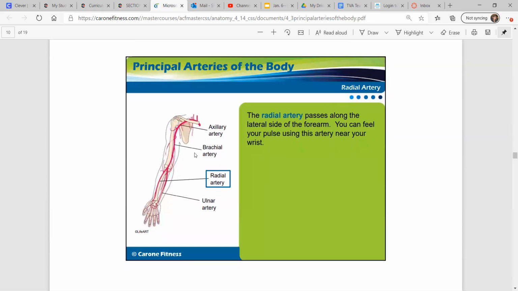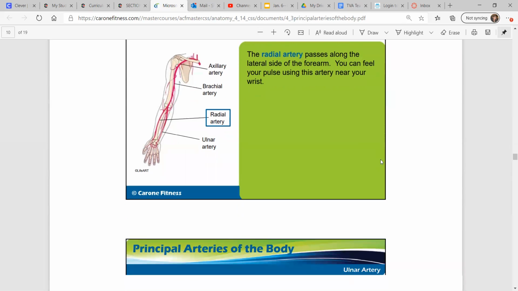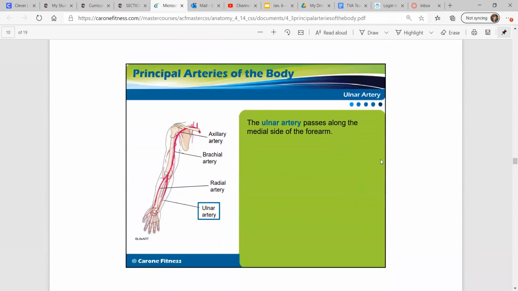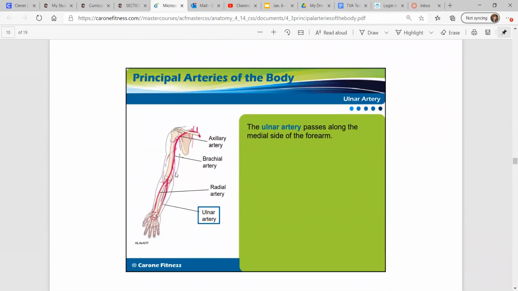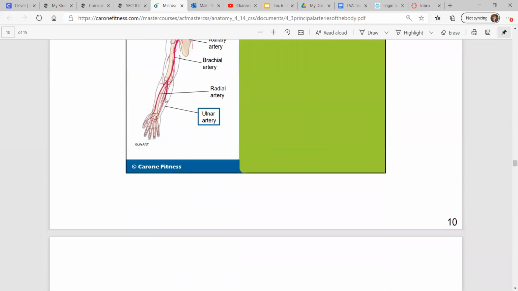And the radial artery passes along the lateral side of the forearm. You can feel your pulse using this artery near your wrist. So this is why these are all areas where you can feel your pulse, your neck, your wrist, and then you can take your blood pressure here. The ulnar artery passes along the medial side of the forearm. Right there.